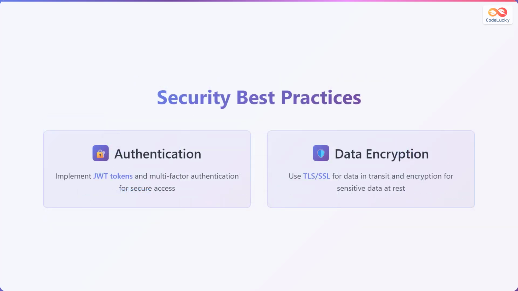Now let's focus on security best practices. Authentication involves implementing JWT tokens and multi-factor authentication for secure access. Data encryption means using TLS/SSL for data in transit and encryption for sensitive data at rest. These practices protect your system and data from unauthorized access and potential breaches.